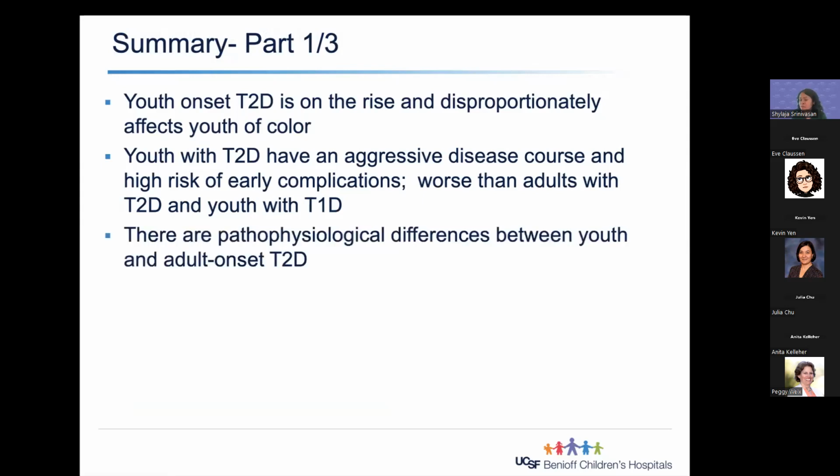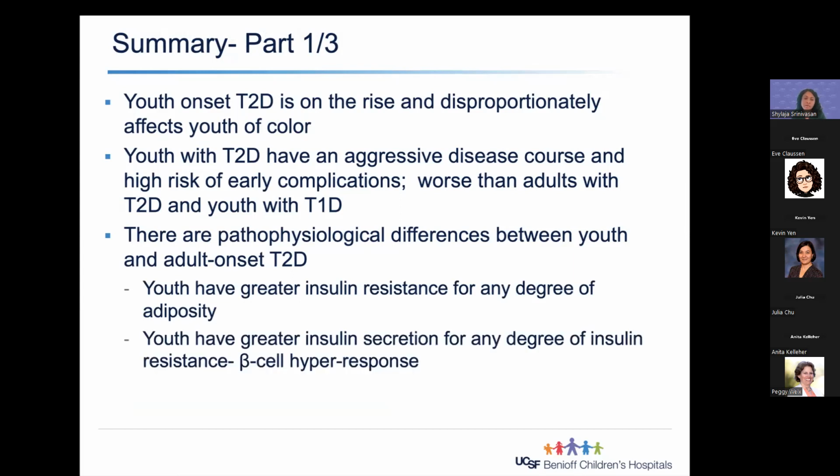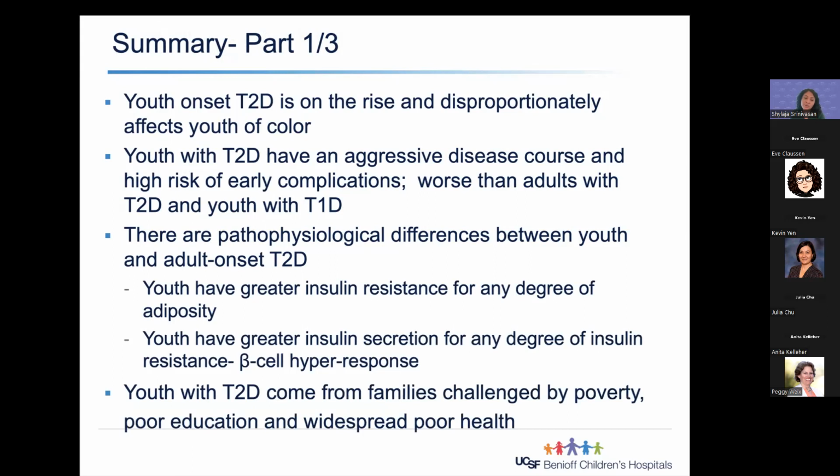There are key pathophysiological differences between youth and adult onset diabetes. Youth have a greater degree of insulin resistance for any degree of adiposity compared to adults, and youth have greater insulin secretion for any degree of insulin resistance. It is this beta cell hyperresponsiveness that is thought to contribute to the difference in pathophysiology between youth and adults. And very importantly, youth with type 2 diabetes come from families that are challenged by poverty, poor education, and widespread poor health.